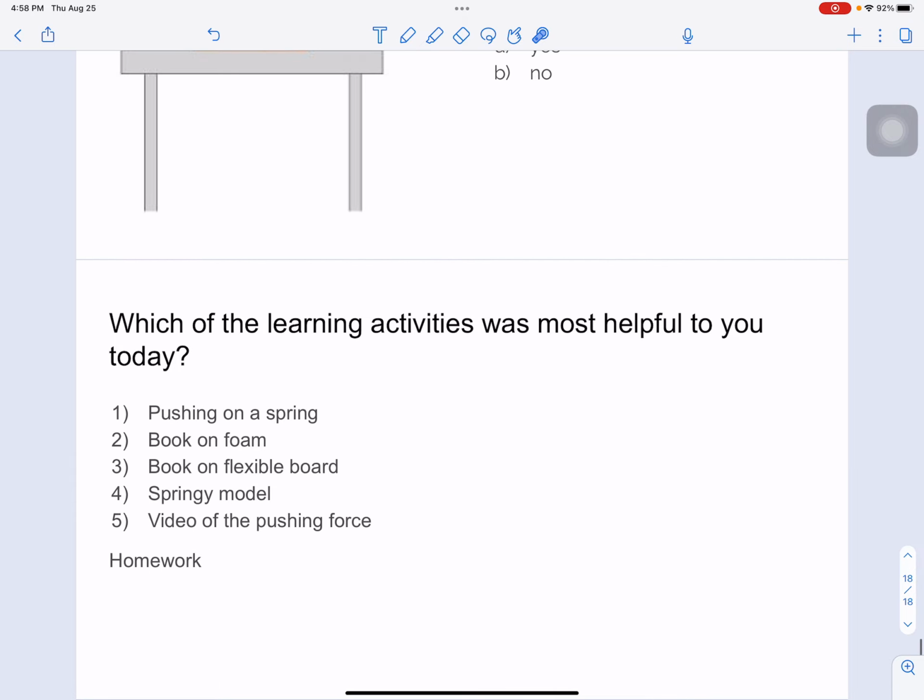And then I want you to think about which of the learning activities was most helpful to you today. The hand pushing on a spring example, book resting on foam, book on flexible board, the springy model, or the video of the pushing force with the laser. And then do the homework and turn it in, and tomorrow we will finish up with this idea.